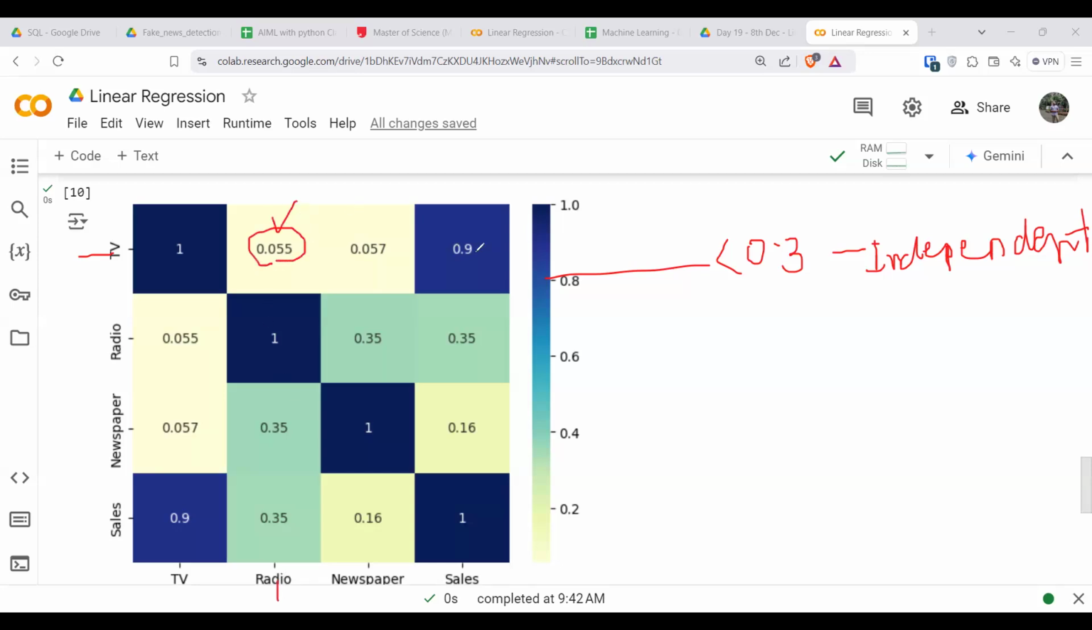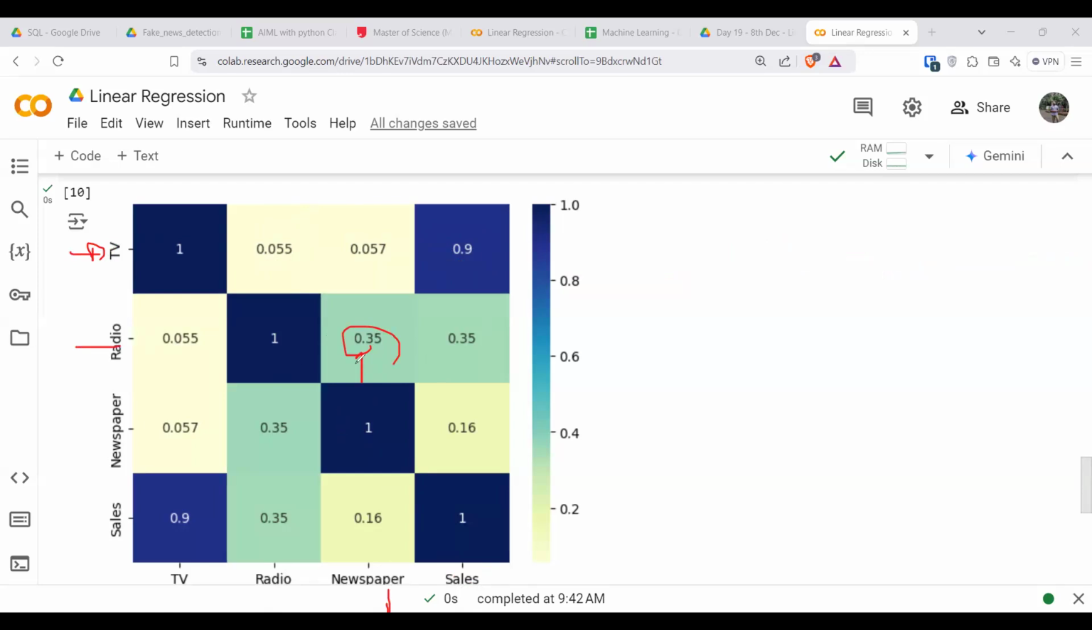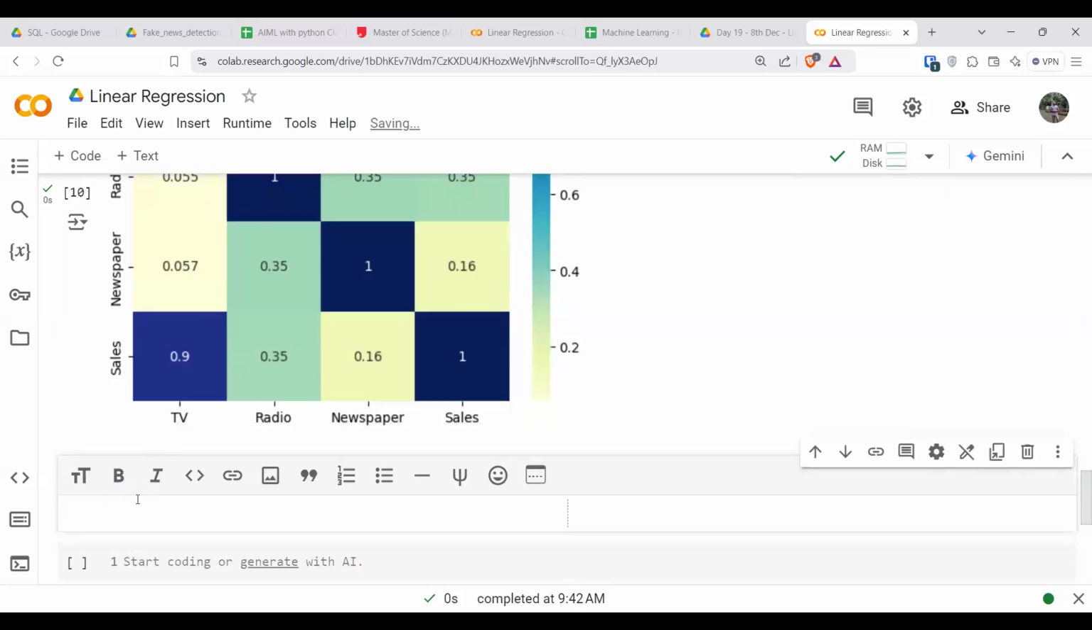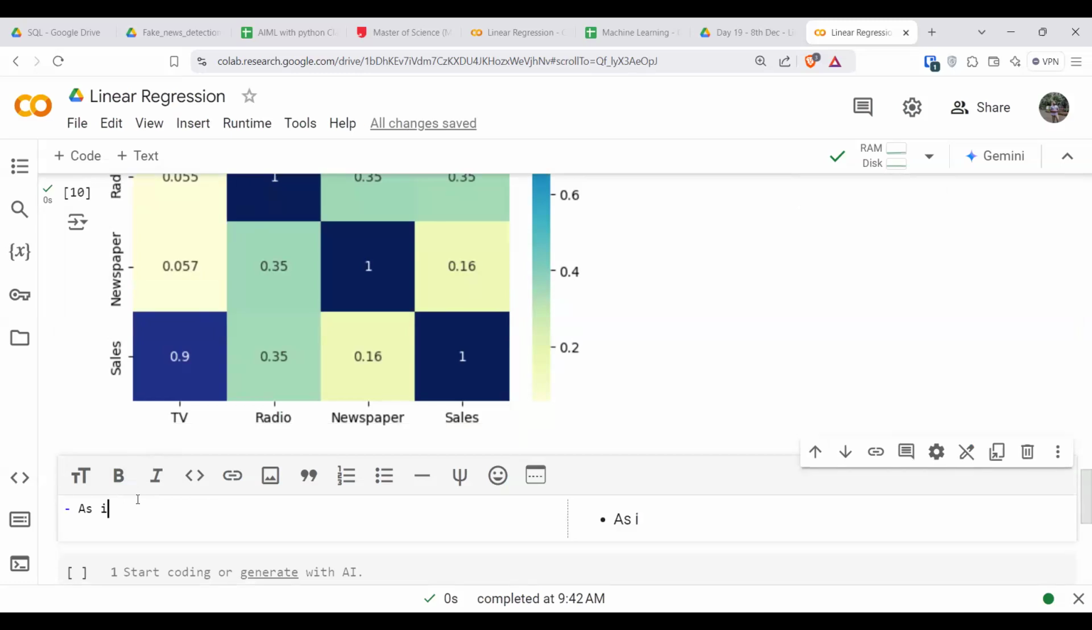It is good. But if you see the correlation between TV and sales, it is 90%. But that is a target variable, right? You want to check the correlation between two independent variables. So here radio and newspaper is somewhat problematic. But apart from that, all are good. All the independent variables have very little correlation between them. So the conclusion for this graph is, as visible from the pair plot and the heat map, the variable TV seems to be most correlated with sales.